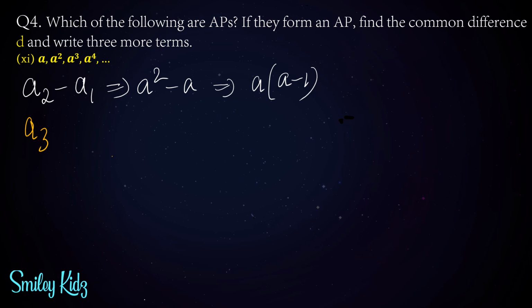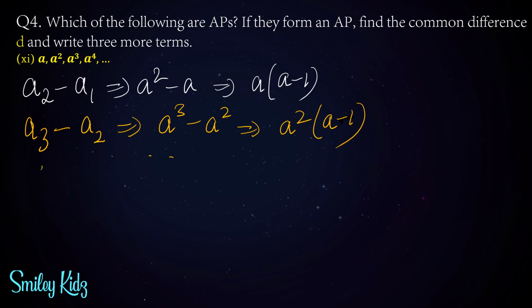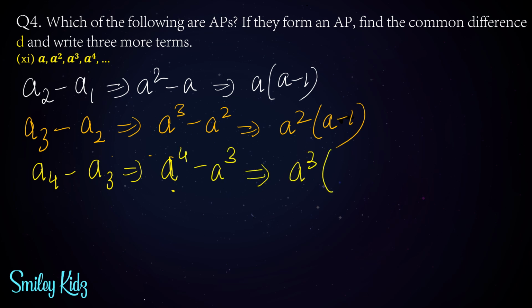Then we have A3 minus A2. That's going to be A cube minus A square. I'll take out A square common. I'll be left out with A minus 1 in the brackets. Then A4 minus A3, A to the power of 4 minus A to the power of 3. I'll take out A to the power of 3 common. I'll be left out with A minus 1 in the brackets.